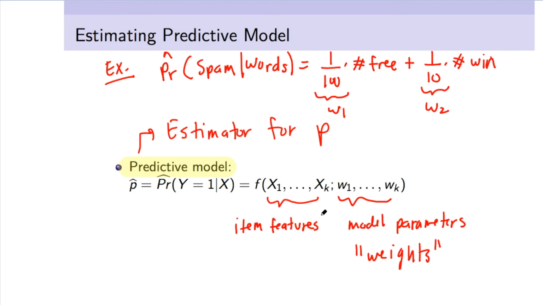The main idea is that we're using the features in combination with the parameters, coming up with a relationship, and using the model to estimate the probability that y is equal to 1 given the item features. Hopefully you have a better understanding of the framework behind a predictive model.